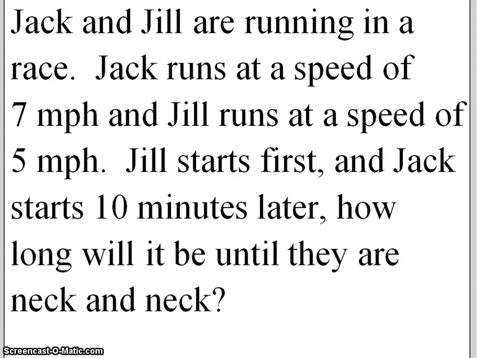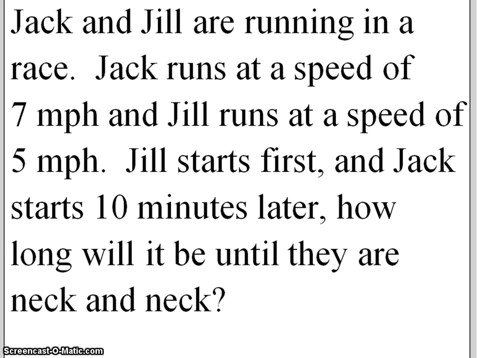Alright, this is a little bit of a more difficult problem here. Jack and Jill are running in a race. Jack runs at a speed of 7 miles per hour and Jill runs at a speed of 5 miles per hour. Jill starts first and Jack starts 10 minutes later. How long will it be until they are neck and neck? Okay, so that means their distances are going to be the same. That's what neck and neck means.